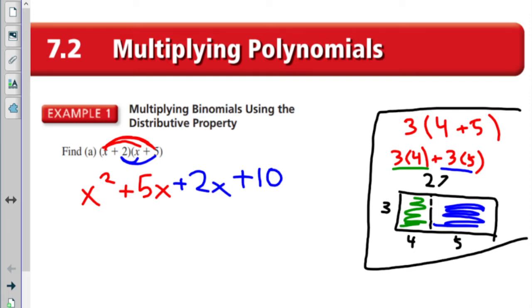And just one quick thing to remember is that if I have a number times x, we always write it as the number first and then the x. It's just standard so that it gets less messy. So that's why when we did x times 5, I just switched that around and made it 5x.